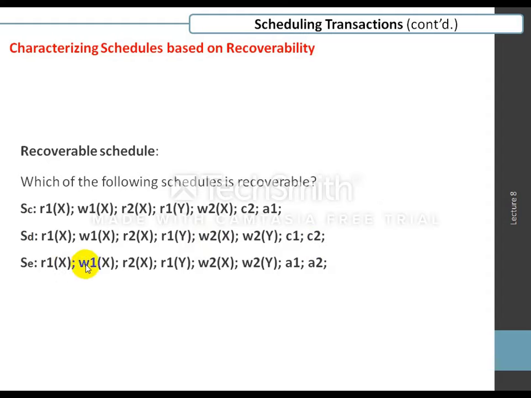Third example, transaction 1 writes the X, then it aborts. Another transaction comes, it also aborts. Both of the transactions abort, so we don't need to decide if it's recoverable or not.